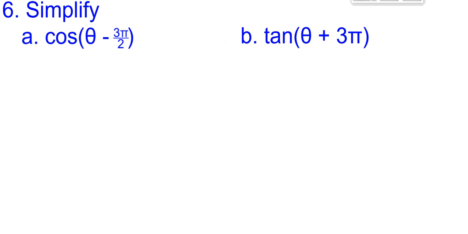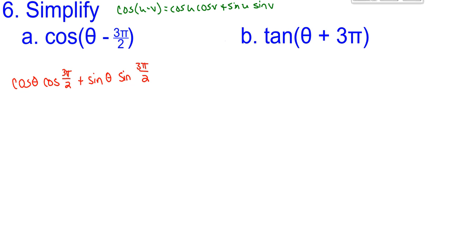Okay, so let's see how we do here. So first we need that formula, cosine of u minus v equals cosine u cosine v plus sine u sine v. And so I'll just write that using our theta and 3 pi over 2. Then I'll remind myself 3 pi over 2 is right there on that quadrant. And then that is the point (0, -1), which is the cosine and the sine. So our sine of 3 pi over 2 is -1. Cosine of 3 pi over 2 is 0.